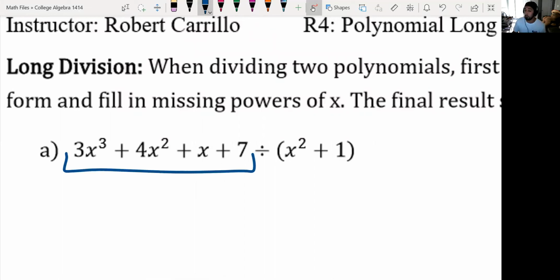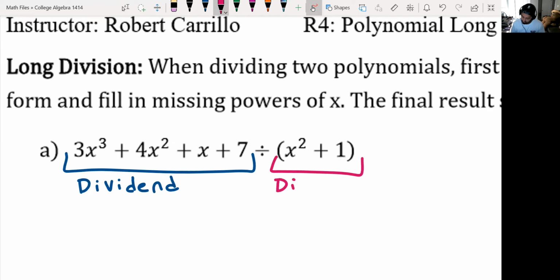The first polynomial is called the dividend. This is the polynomial that is getting divided. This will go inside our division symbol. And then the second term is called the divisor.